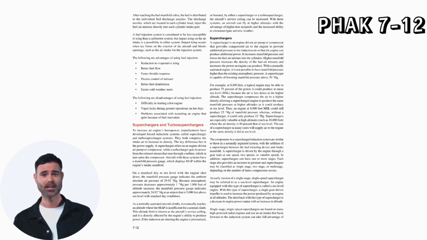Aircraft with these systems have a manifold pressure gauge, which displays MAP within the engine's intake manifold. On a standard day at sea level with the engine shut down, the manifold pressure gauge indicates the ambient absolute air pressure of 29.92 inches mercury. Because atmospheric pressure decreases approximately 1 inch mercury per 1,000 feet of altitude increase, the manifold pressure gauge indicates approximately 24.92 inches mercury at an airport that is 5,000 feet above sea level with standard day conditions.